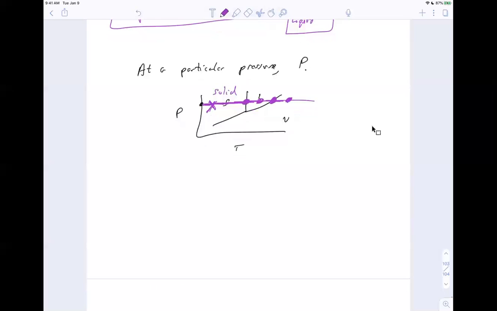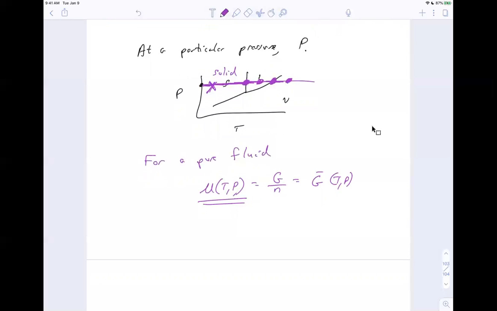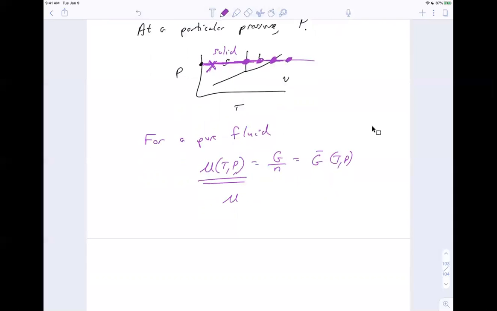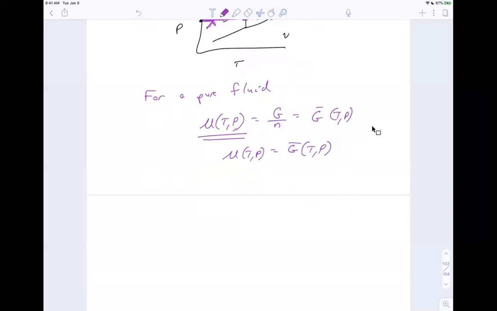Okay, so let's think about this. What do we know? For a pure fluid, we know that mu as a function of pressure and temperature is equal to G over N, where G is your Gibbs free energy. And so this is just G bar. But in fact, this is the chemical potential. So we know that mu for this pure fluid is equal to G bar. And so we know that d mu, the total differential of mu, is equal to the total differential of this guy. But we know what dG bar is. That's just V bar dP minus S bar dT.